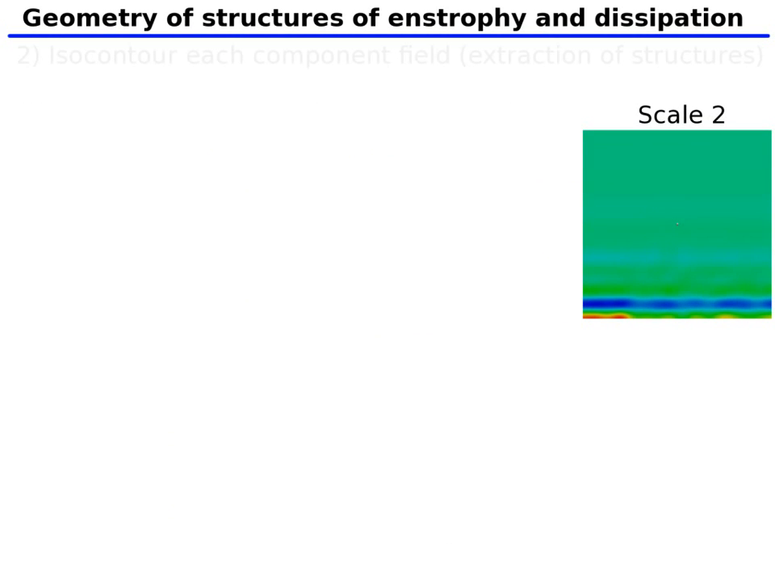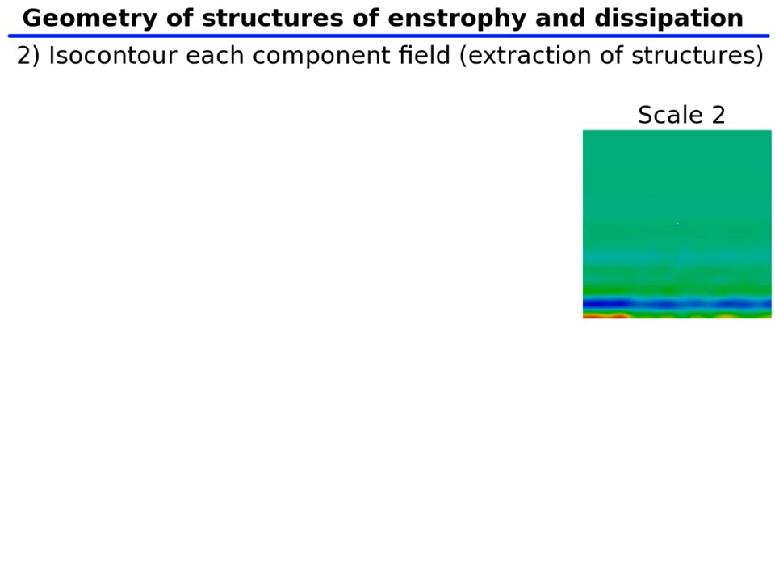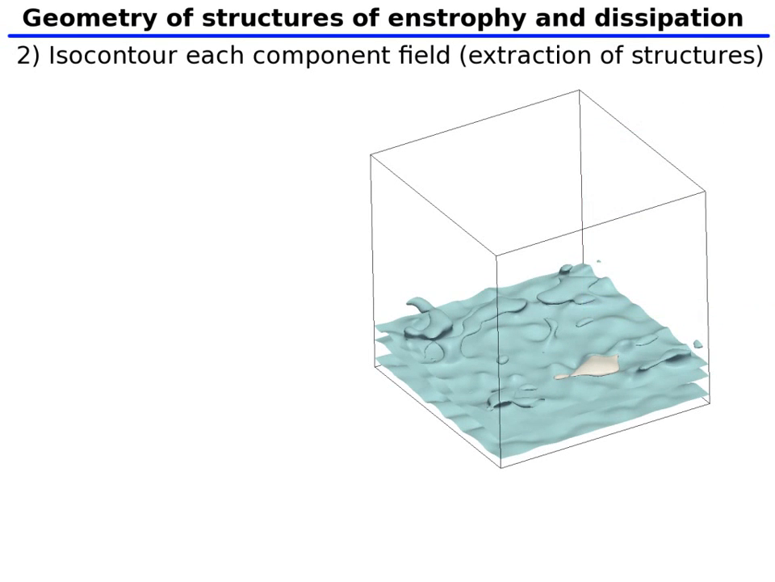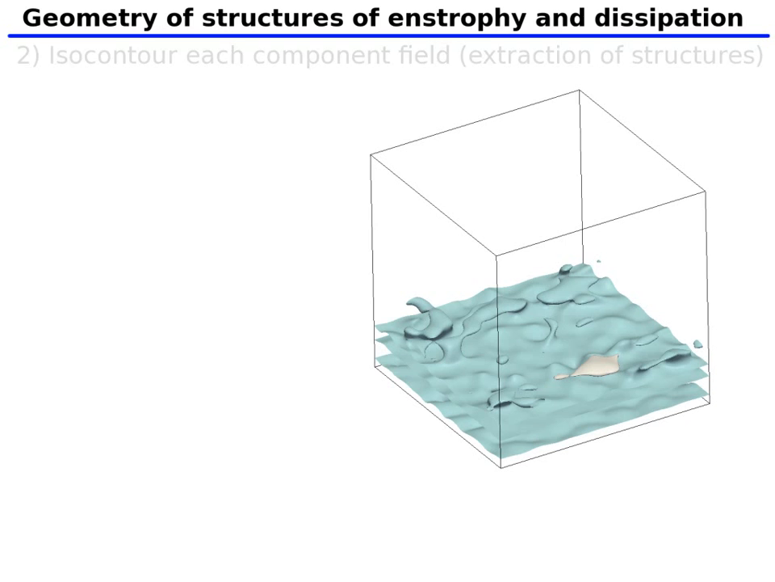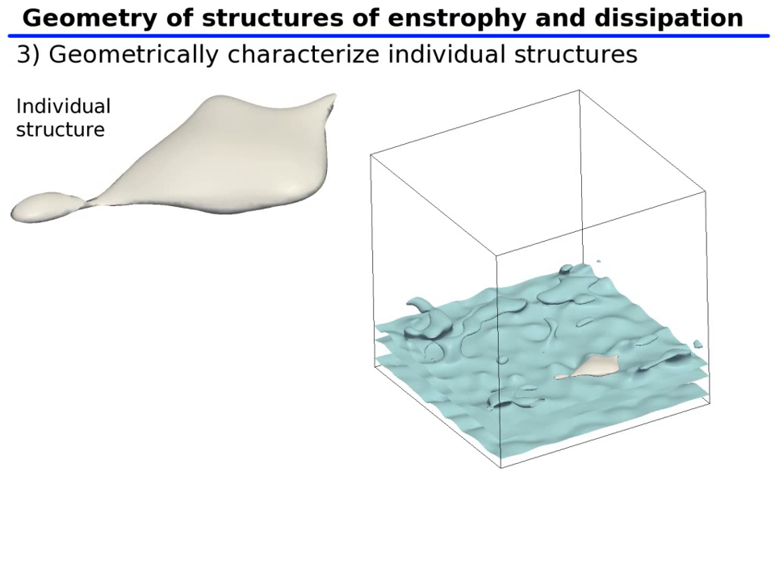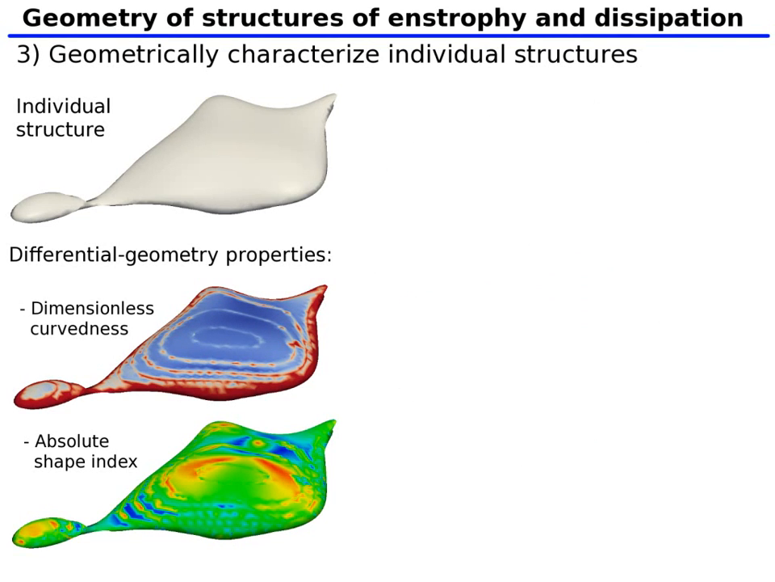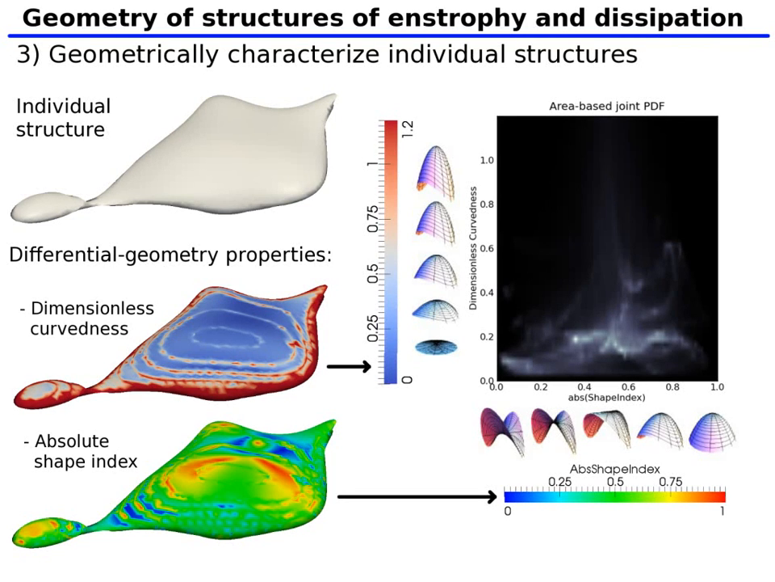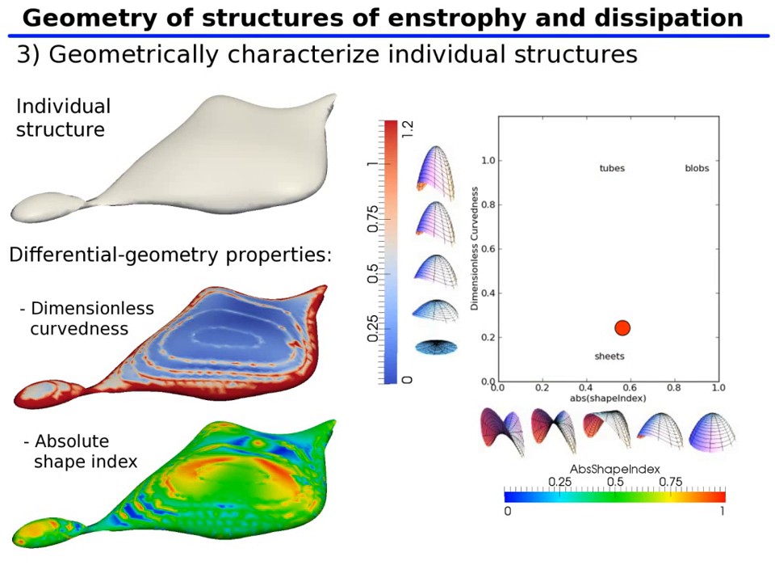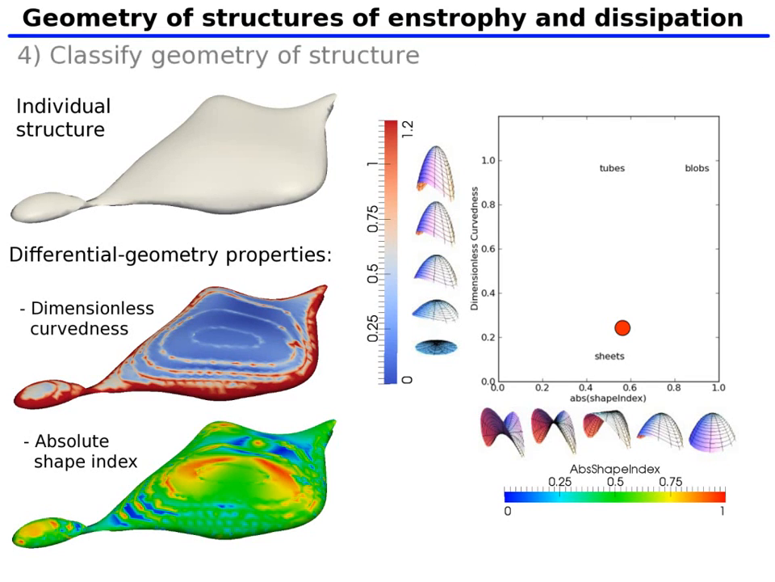Subsequently, the structures are educed at each scale by isocontouring the corresponding component field. Each individual structure is then geometrically characterized by computing two properties from differential geometry, namely the shape index and curvedness, which are mapped onto the surface. They are combined into a joint PDF, the center of which characterizes the non-local geometry of the structure. Different regions in that parametric plane correspond to different global geometries, such as blobs, tubes, and sheets.